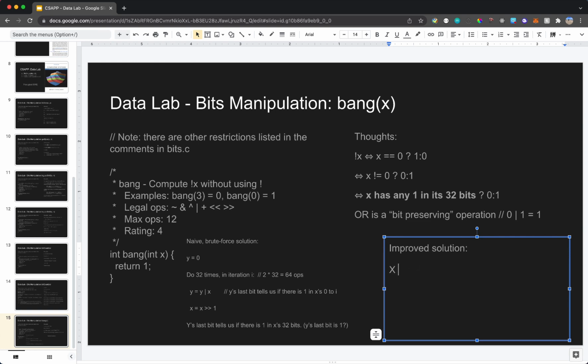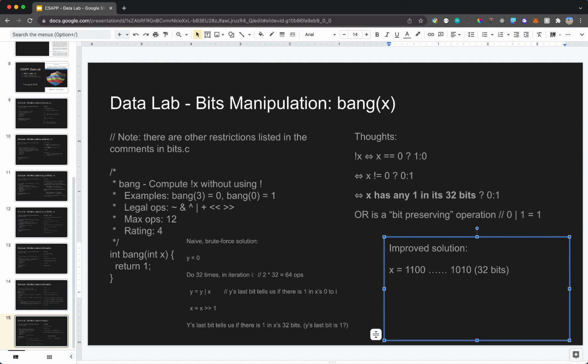So let's start with an example of x equal to, let's say, 1100 all the way down to, let's say, 1010. In total, there's 32 bits here. It's 32 bits.